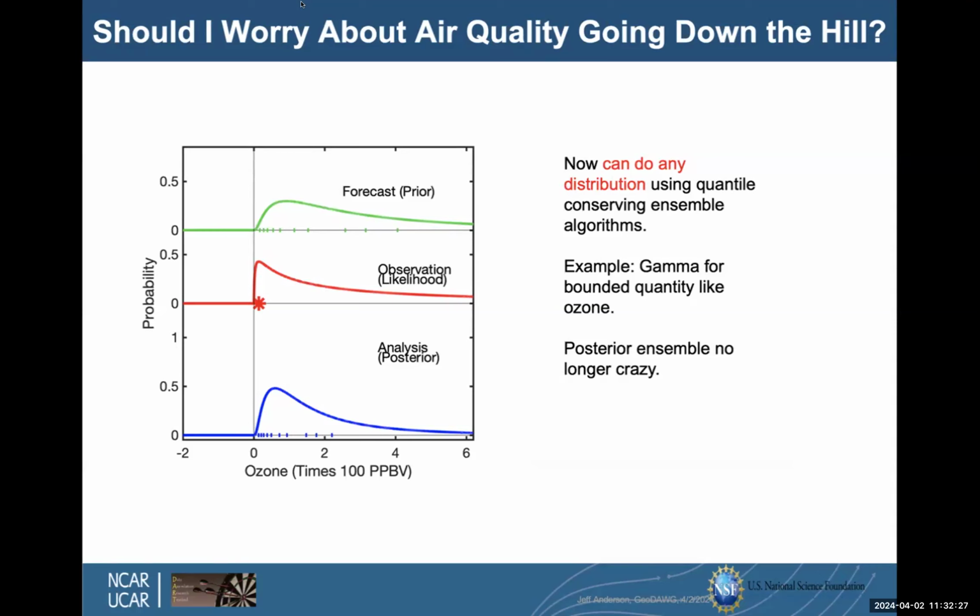And our recent innovations have shown us how to get a posterior sample of that distribution. That's something that we didn't really know how to do up until recently. This lets us use more information from observation experts, because obviously the errors on something that's measuring ozone don't have tails that go negative.